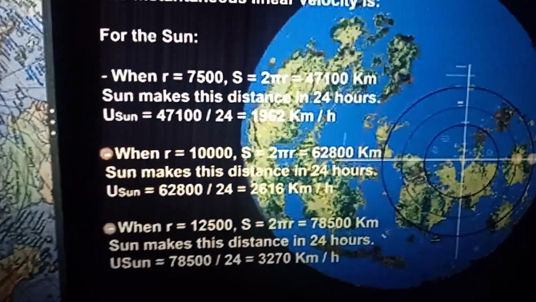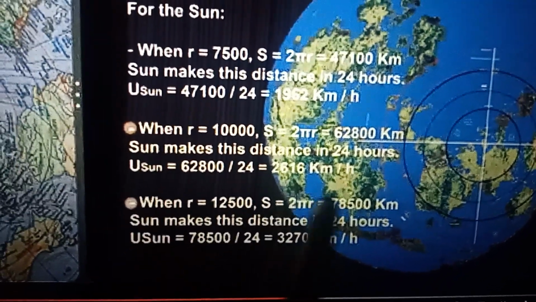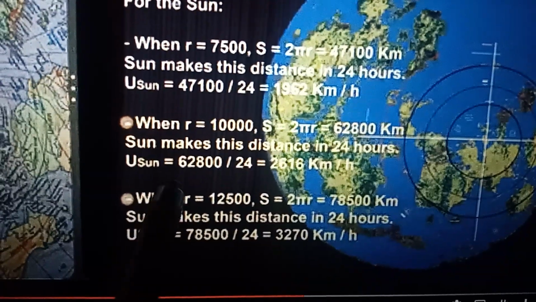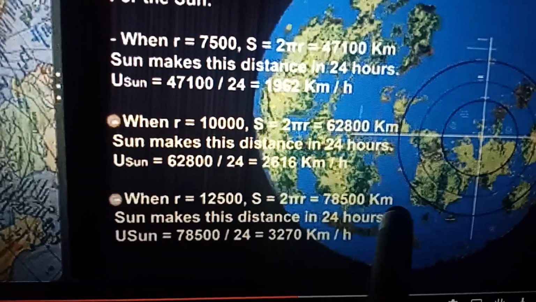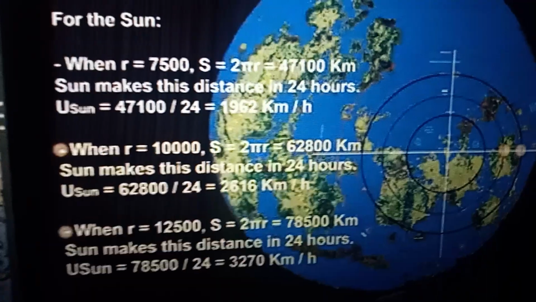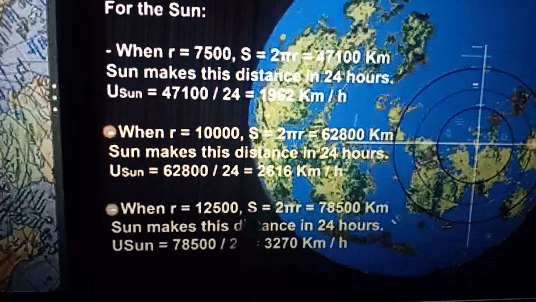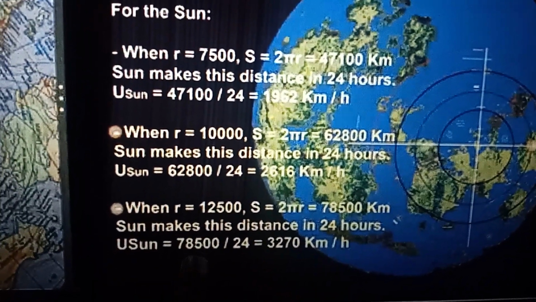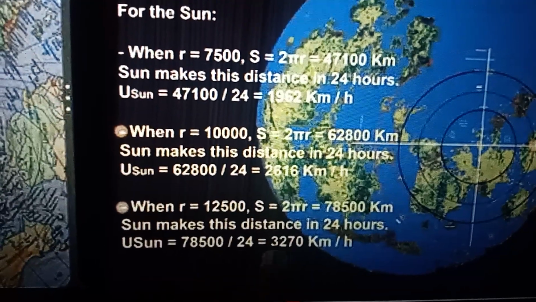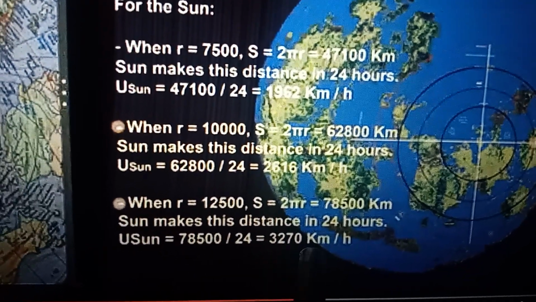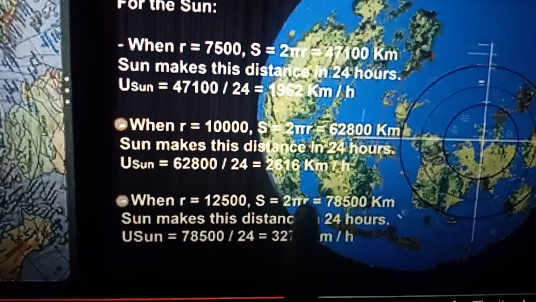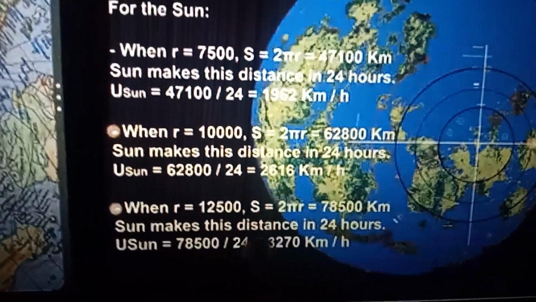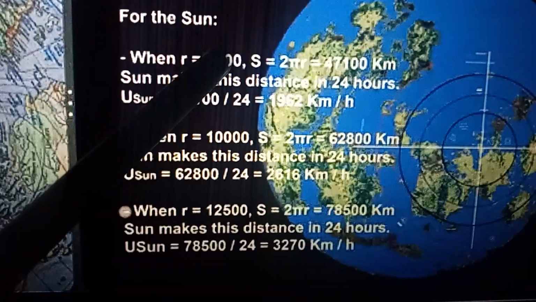This is just a coincidence, I don't know. And we got the same thing when it goes to the outer circle. Okay, I'm going to get into the coincidence sooner than later. So the sun does this distance in 24 hours, 78,500, and it equals 3,270 kilometers an hour. Very interesting numbers, by the way. So let's just take a look.